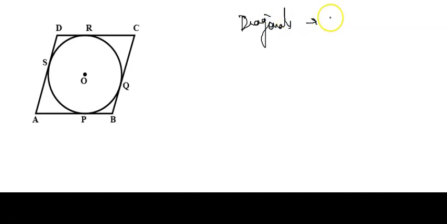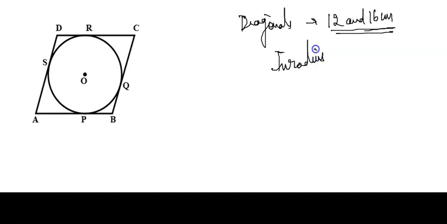Let us say that the length of the two diagonals is 12 and 16 centimeter each. So the length of the two diagonals is given to us as 12 and 16 centimeter. What we need to calculate is the inradius. So we can say that the length of the inradius will be 4.8 centimeter. Yes, exactly. And how can we calculate this inradius? We will understand in this session.